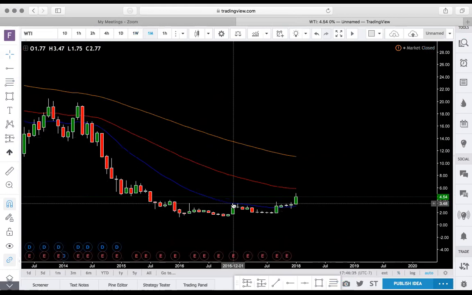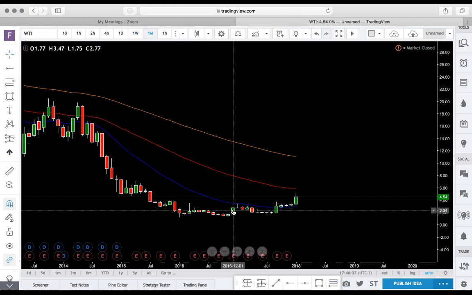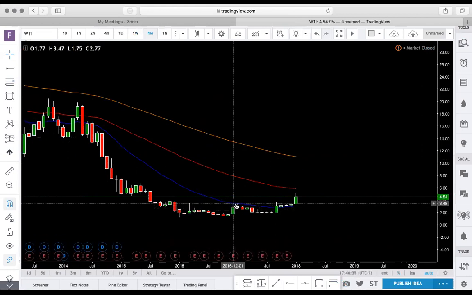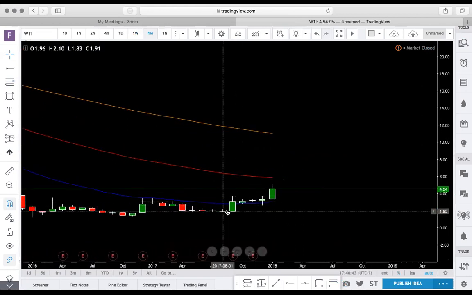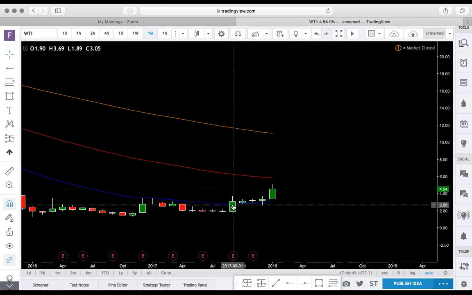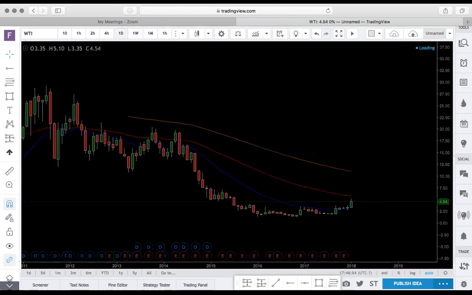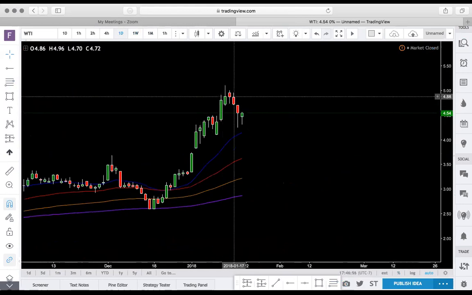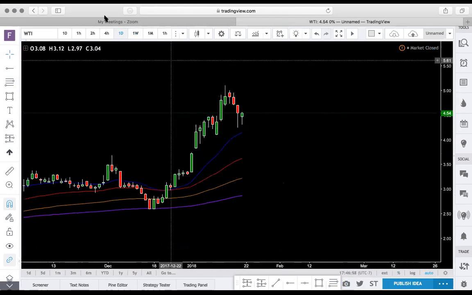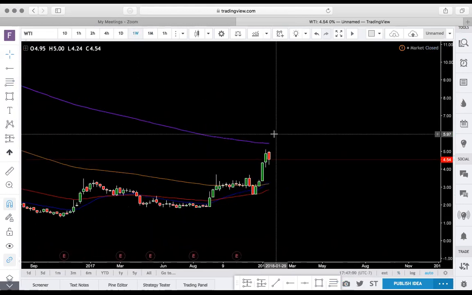Here in 2016, for the month of December, we tagged the 20 MA. The following month, we tagged it again, pulled back, and we're actually closing. We've closed above the 20 here actually since September of 2017. This is looking bullish. Nice pullback here into the 20 on a daily time frame.